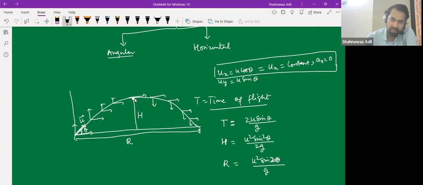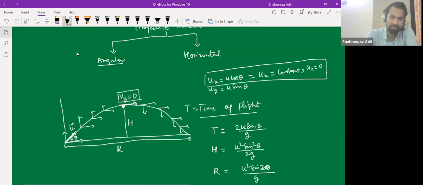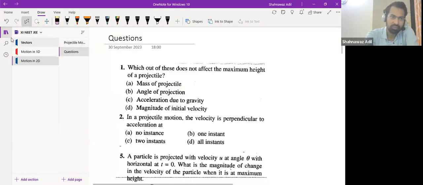And at this point, the vertical component of velocity is 0, right? So there is only a velocity in this direction. Keeping that in mind, now let us do some questions. This part you already know, so no need to note it down.